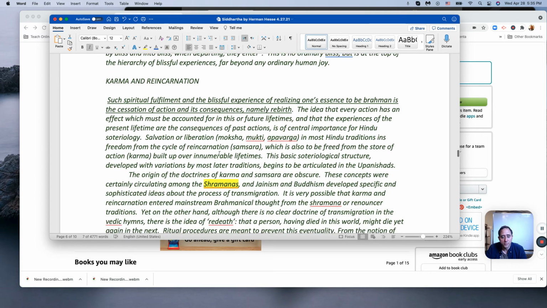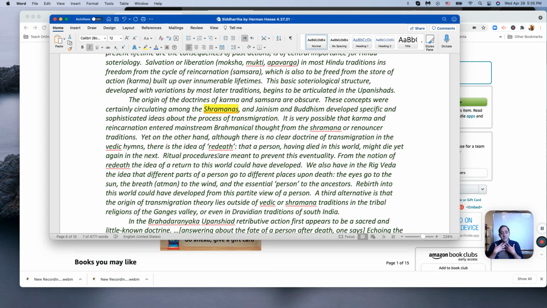It frees you from rebirth. It also is truly joyful. It's a true joy.